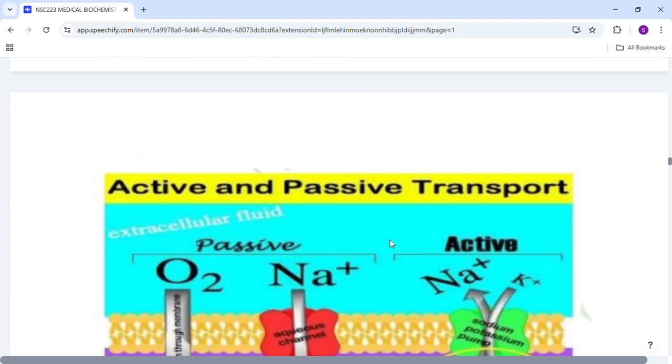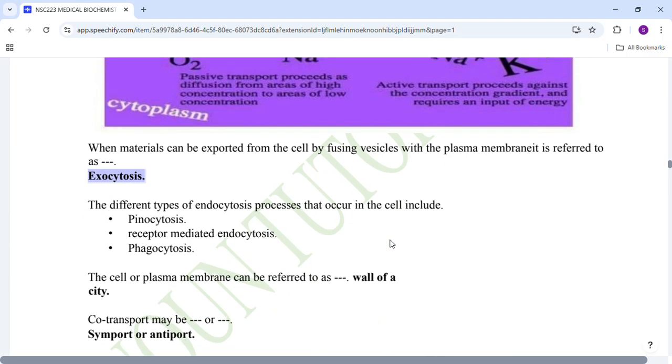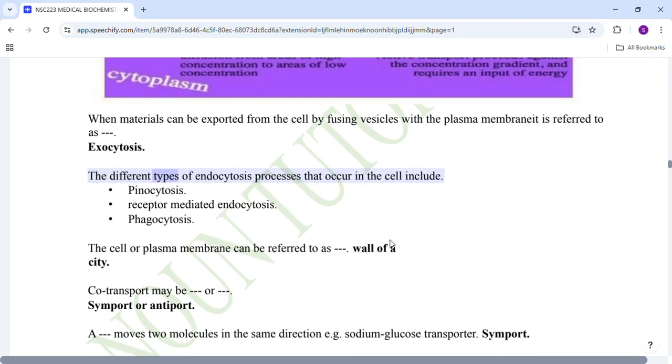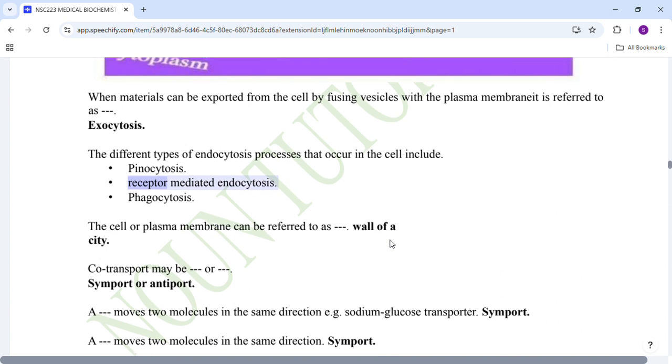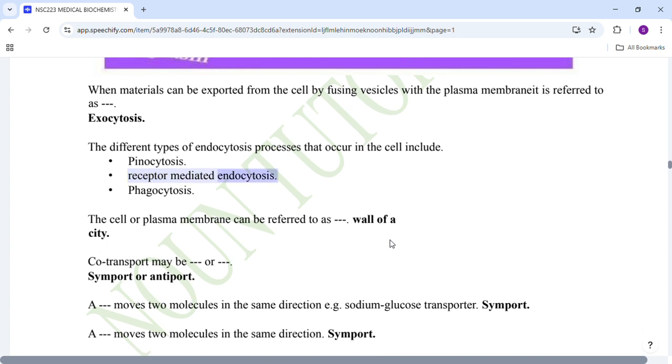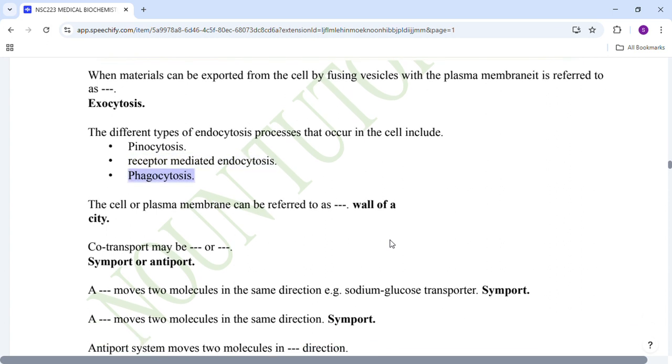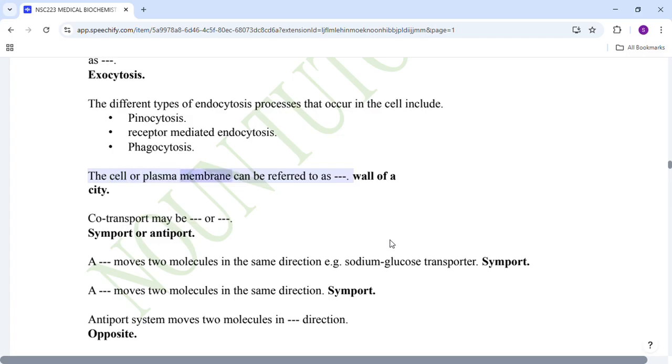When materials are exported from the cell by fusing vesicles with the plasma membrane, it is referred to as exocytosis. The different types of endocytosis processes that occur in the cell include pinocytosis, receptor-mediated endocytosis, and phagocytosis. The cell or plasma membrane can be referred to as the wall of a city.